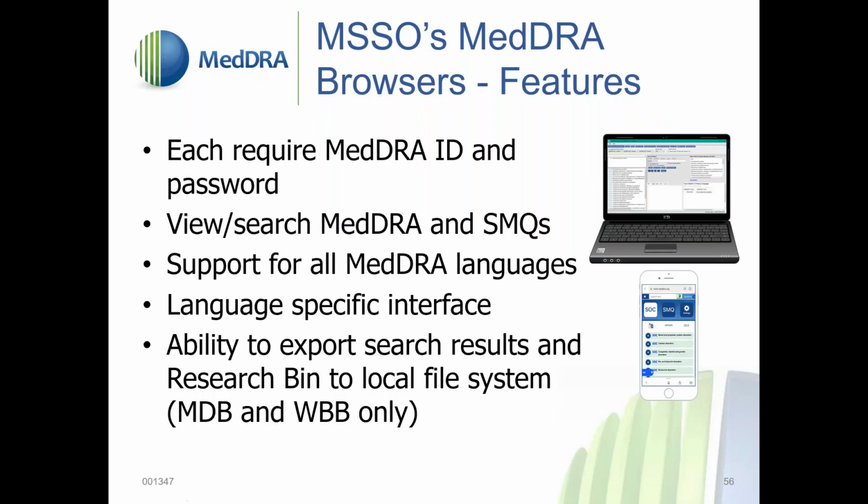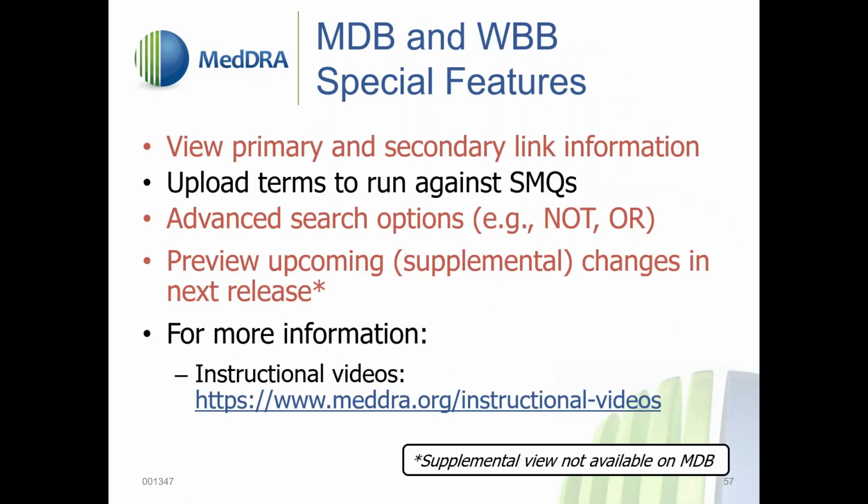There are some features of the browsers that mainly relate to data retrieval and analysis, and I have highlighted those that are useful for coders in red lettering. For coding purposes, the view of the primary and secondary link information and the advanced search options are very helpful to make your searches more focused and efficient. The advanced search options are available in the new MedDRA desktop browser and the legacy web-based browser. Currently, the new web-based browser does not include advanced search functions, but this is being worked on with the intention to make this feature available later this year.